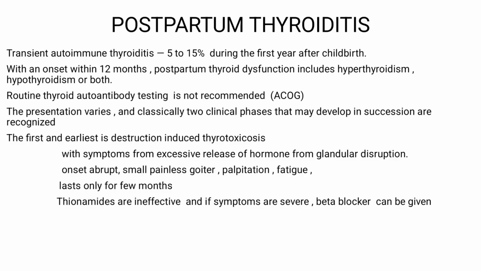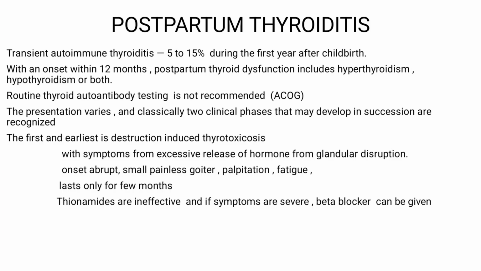The presentation varies, and classically 2 clinical phases that may develop in succession are recognized. The first and the earliest is destruction induced thyrotoxicosis, with symptoms from excessive release of the hormone from glandular disruption: abrupt onset, small painless goiter, palpitations, and fatigue that lasts for a few months. Thionamides are ineffective, and if the symptoms are severe, a beta blocker can be given.